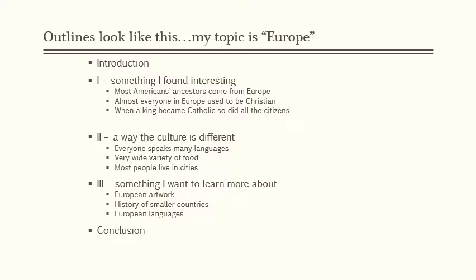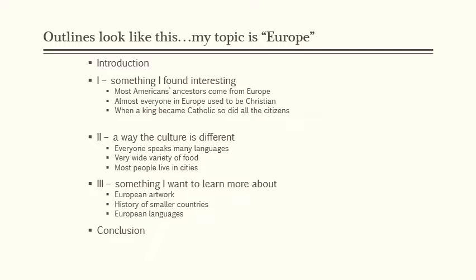Okay, so here's an example outline. This is what an outline looks like when you write it out. My topic is Europe, because that wasn't an option for you. So here we go. It's 5 paragraphs. The first paragraph is the introduction. The 5th paragraph is a conclusion, and they have very similar content. So we're going to talk about those in a second.